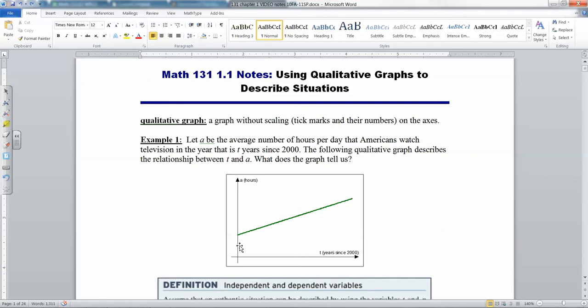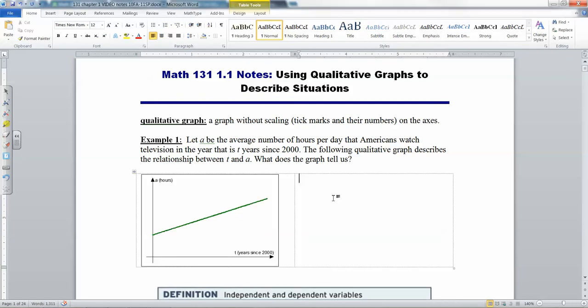Okay, so I've drawn this lovely graph here because I've got mad skills. And you can see that you got the T down here, you got the A over here, right? A is the average number of hours per day that Americans watch TV, and years since 2000 is the horizontal axis down here. So this graph reveals quite a bit to us. Hold on, let me pause for a second. There we go. I just needed a place to write. Okay, so what does this graph reveal to us?